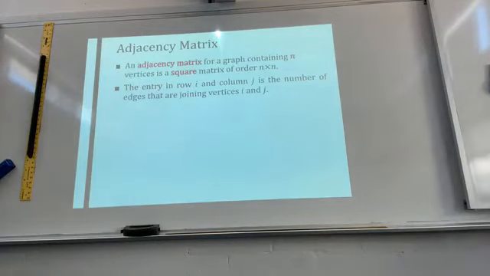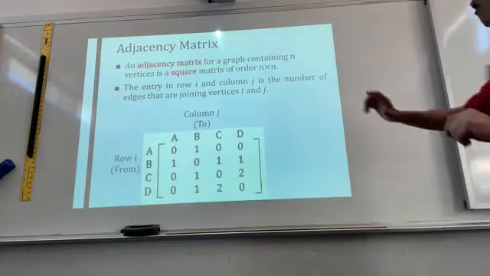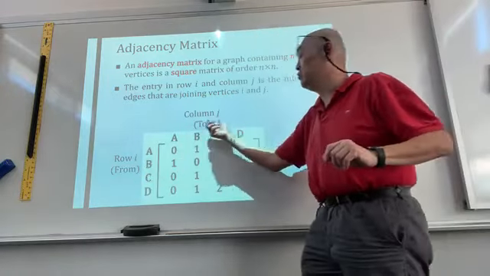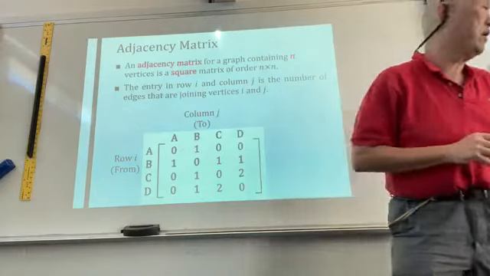Now, from yesterday, I did give you the definition of an adjacency matrix, right? So if you could remember, an adjacency matrix of a graph containing n vertices is actually a square matrix of order n times n. The entry in row i and column j is the number of edges that are joining vertices i and j. So that was yesterday. All right, you know, always from somewhere to somewhere.